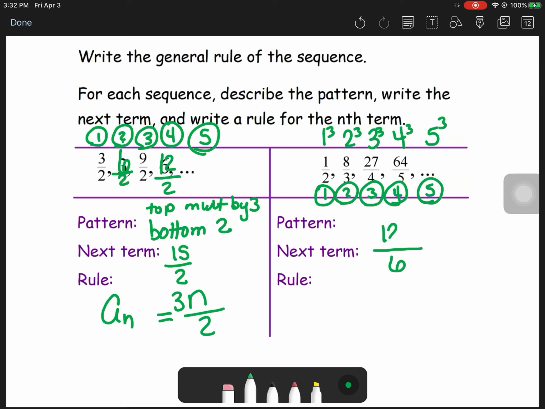And 5 to the third power is 125. So my rule would be, the bottom would be adding 1 each time, and the top is actually using that special position, and I'm taking it to the third power. So this was our introduction to sequences.